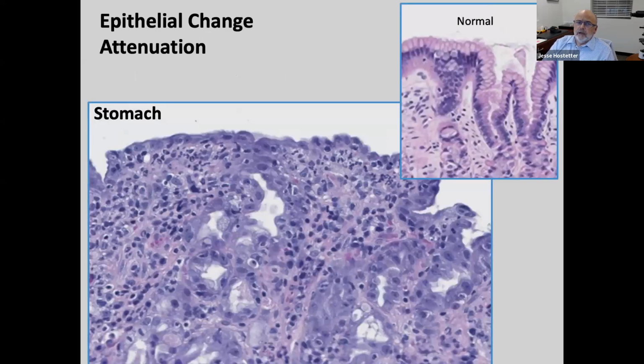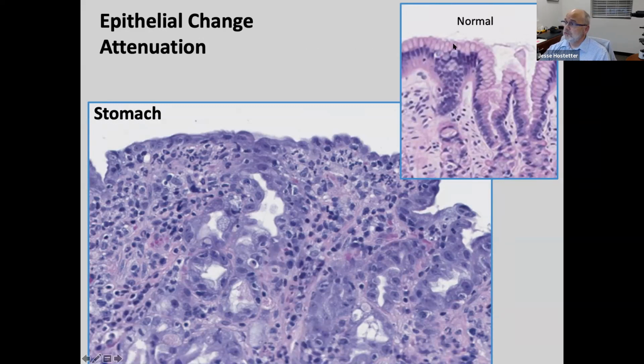I want to talk first about epithelial change. And what we're really talking about here is loss of differentiation of epithelium. So maybe they lose their brush border. We're going to talk about attenuation of the epithelium. That's maybe going from a tall columnar epithelial cell to a short columnar or even a squamous epithelium, and then all the way to erosion.